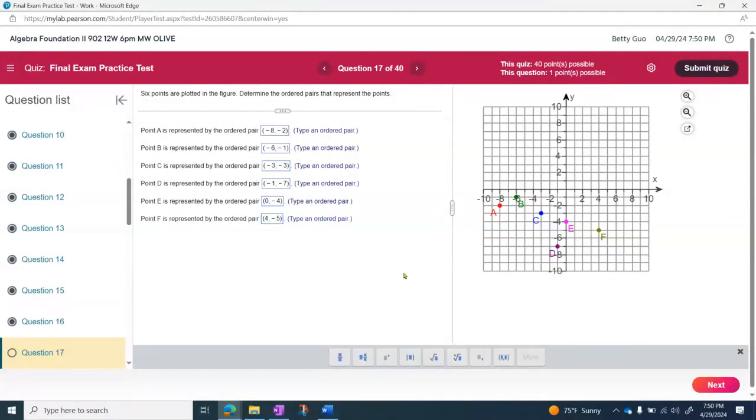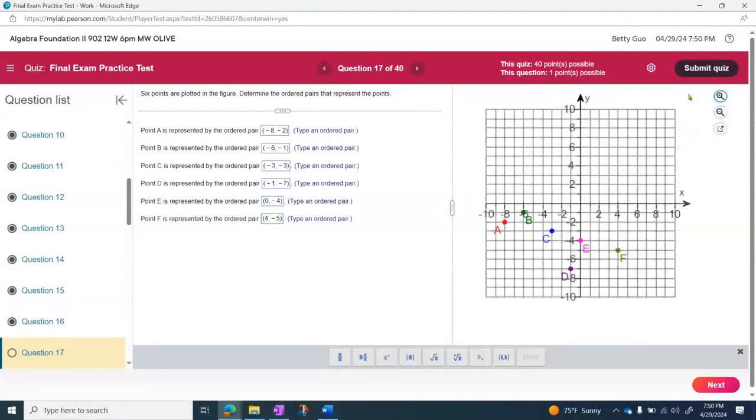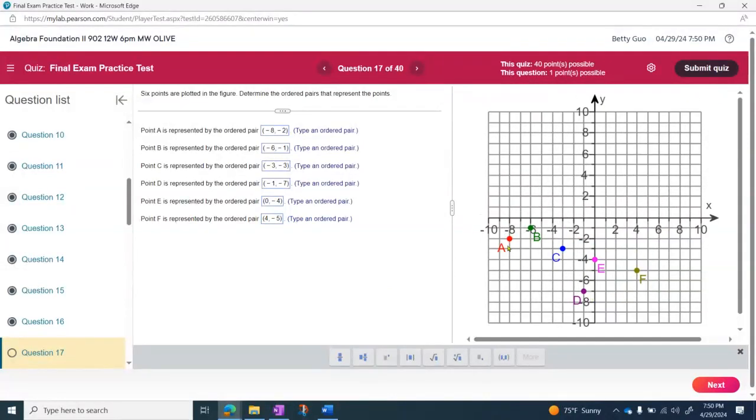Do you guys agree? I can make it even bigger. Oh, it's better. This is better? Yeah. I should have made it bigger. So A, yeah.